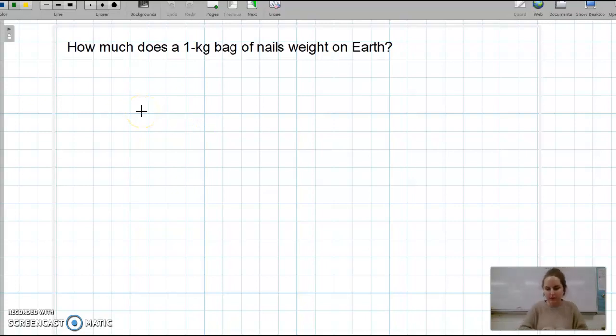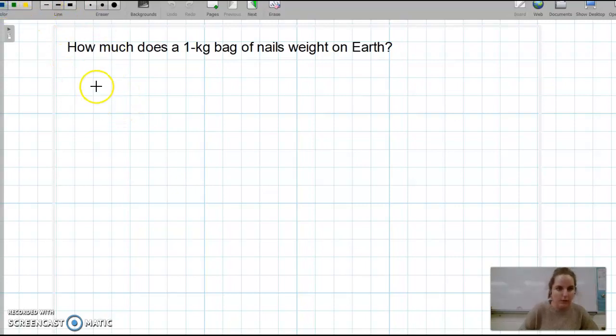Hey everybody, so I got a couple of questions on how to convert mass and weight. So I just wanted to go over that really quick. All right, so for number one, how much does a 1 kilogram bag of nails weigh on Earth? So let's go over how to solve this out.